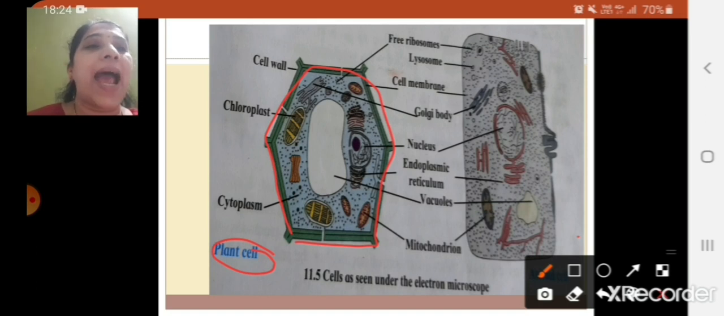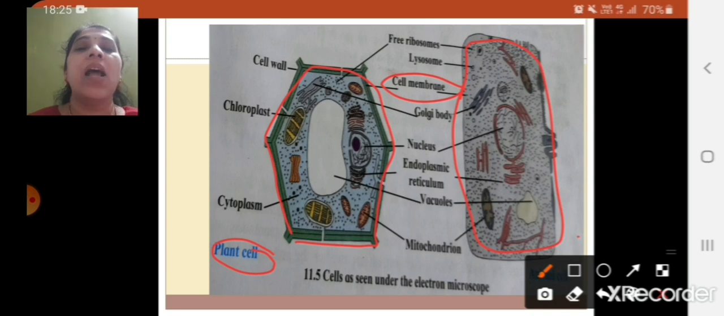If you can see the animal cell, it does not contain a cell wall. So the outermost covering of the plant cell is the cell wall, which is absent in the animal cell. Now for the animal cell, the outermost covering is your cell membrane, right? So this is your outermost covering of the animal cell, which is called the cell membrane, right?